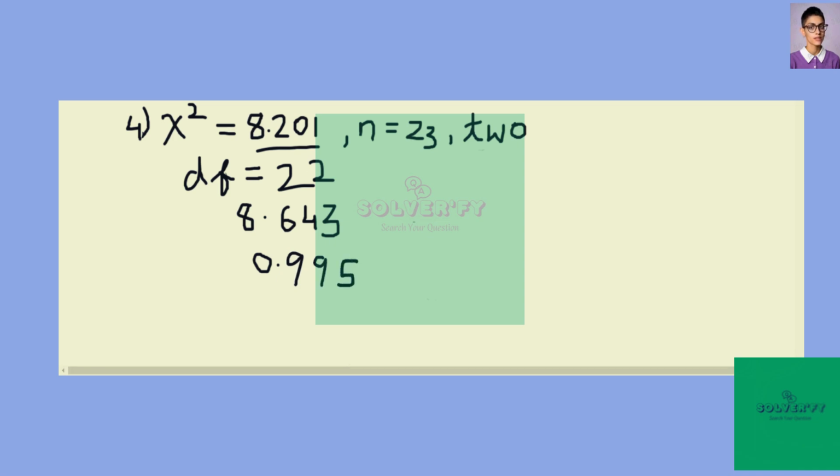Since this value is found on the left side of the distribution, it must be subtracted from 1. So, 1 minus 0.995 is equal to 0.005. Now, since this is a two-tailed test, the area must be doubled to obtain the p-value interval. 0.005 multiplied by 2 is equal to 0.01. Hence, our p-value is less than 0.01.